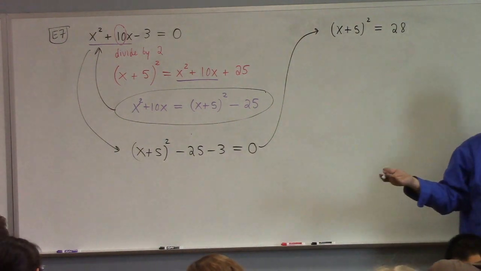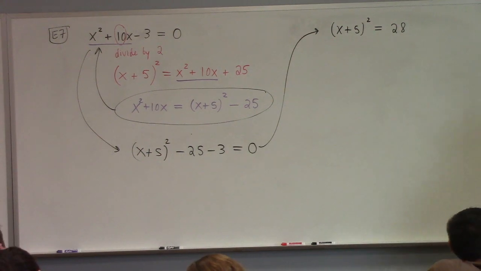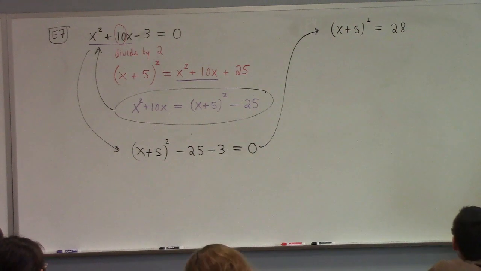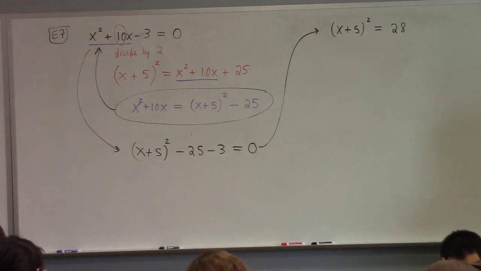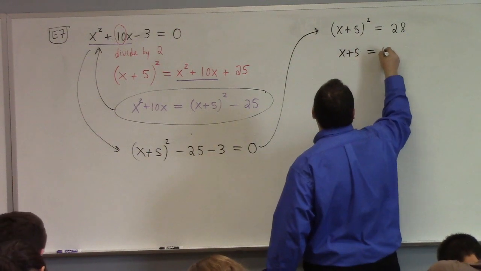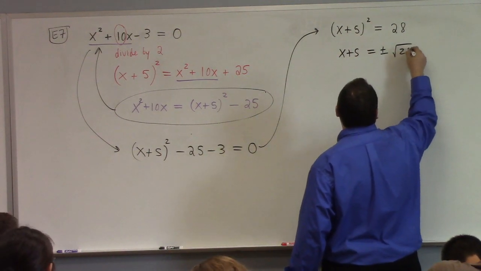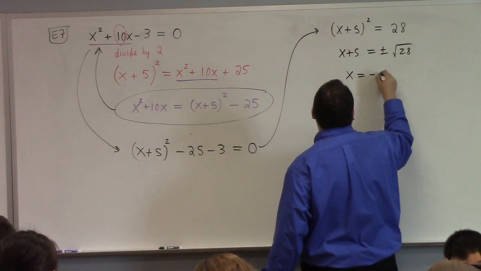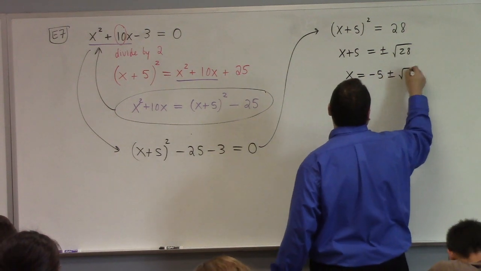Hey, now we've got the squared equals, the squared problem, right? Now we can go back to my theorem that I erased, right? Take the square root of both sides. We get what? x plus 5 equals plus or minus the square root of 28, which then gives us x is equal to minus 5 plus or minus the square root of 28.